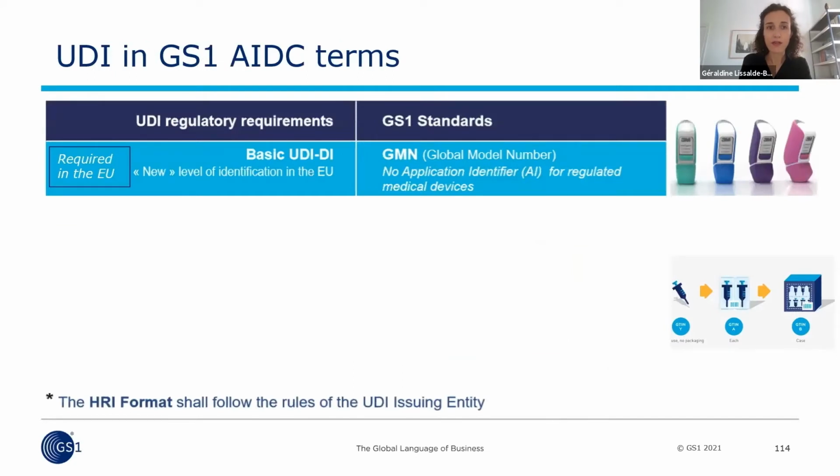If I dig now one step further into the blue part of the UDI system and the identifiers, if I translate the regulatory requirements, which are here on the right, into the GS1 standard, I start with the highest level identifier, which is this basic UDI-DI. The basic UDI-DI is a new level of identification, and it's only for Europe, I repeat it. And it's aiming at identifying a group of devices.